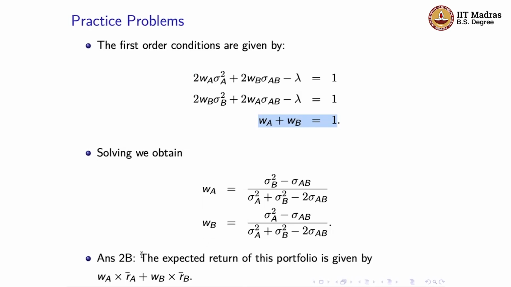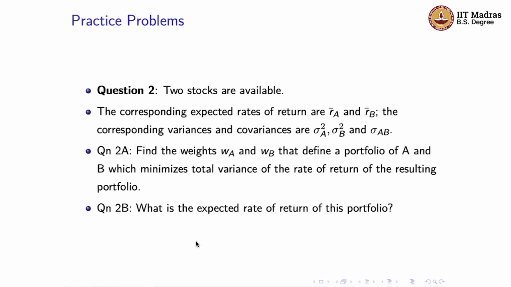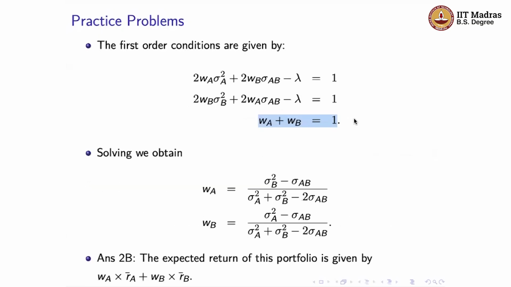And the second part asked us to calculate the expected rate of return of this portfolio. So we have already calculated the weights, and we had information about the expected rate of return of the individual stocks. So we can just write down what is the expected rate of return, right? So you will have to just put in this information here, and you will end up getting the answer.